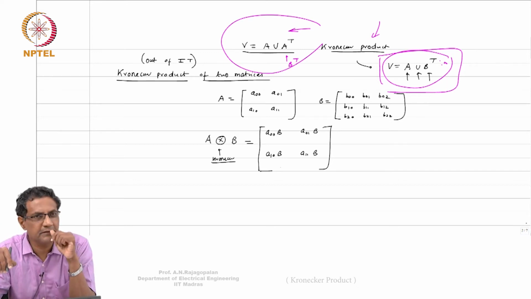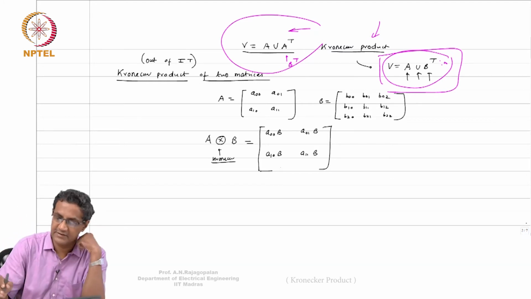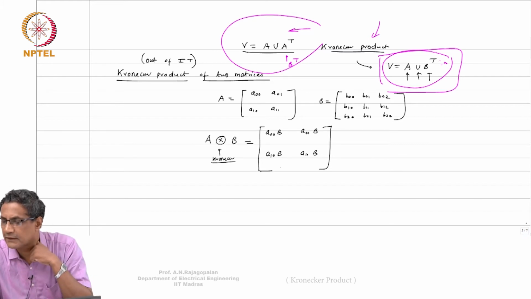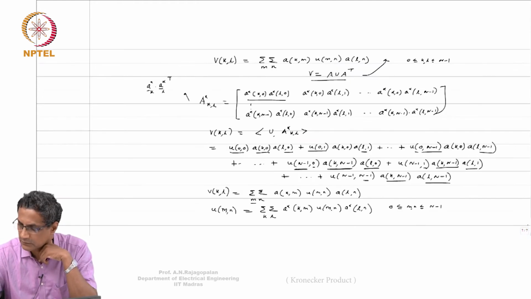So an operation like this, you might wonder, so what? If one can do this, how does it impact us? It does impact us in a big way. We'll see that in a minute. But prior to that, let me also list out a few things about a Kronecker product.